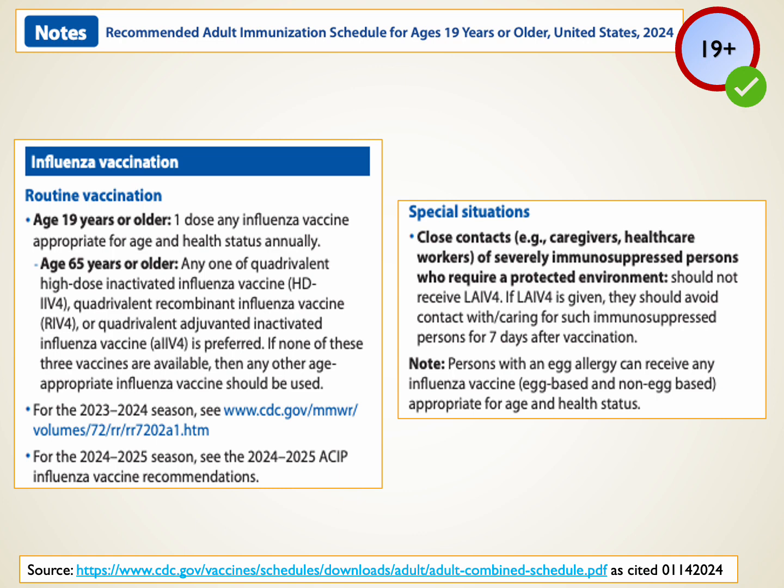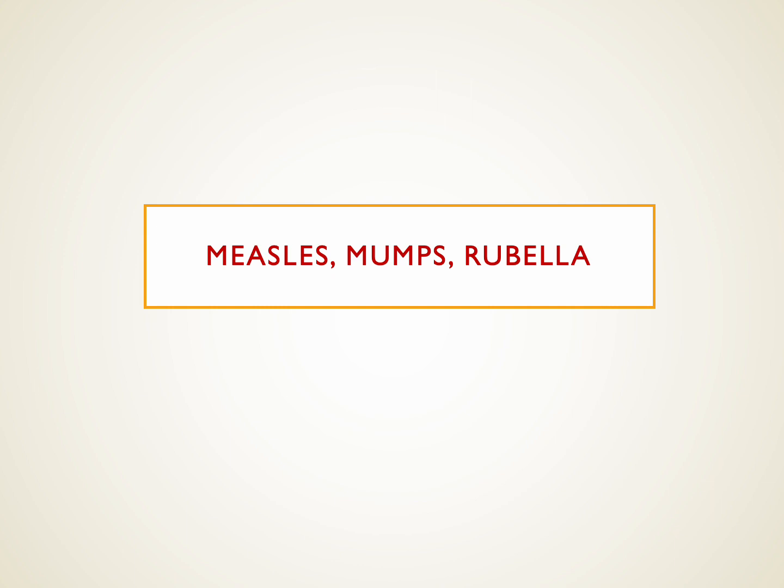There are the adult categories. Okay, we have a few more of these to get through, and then we're almost done. Measles, mumps, and rubella.